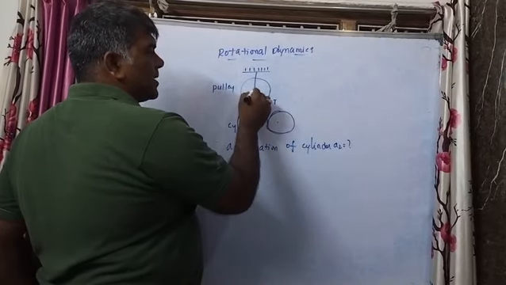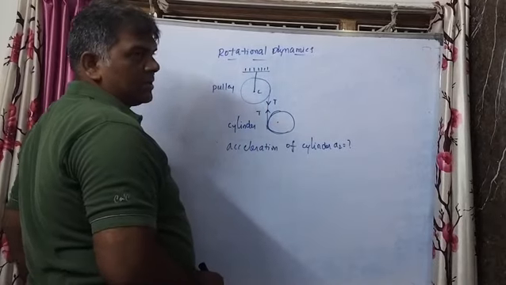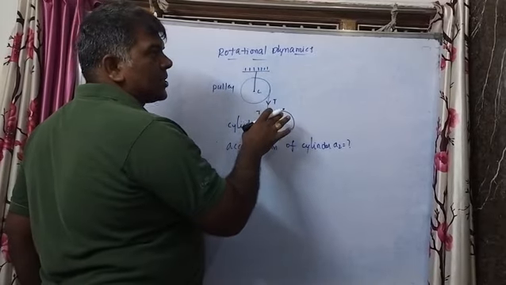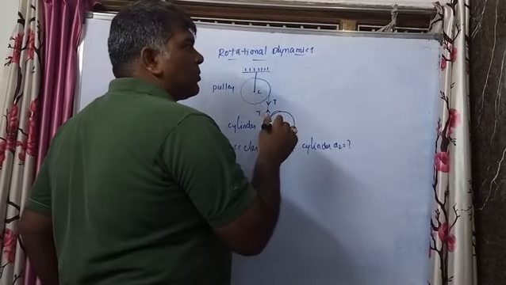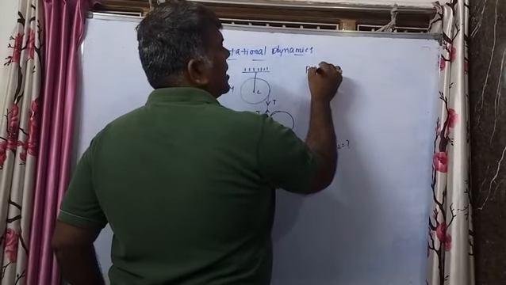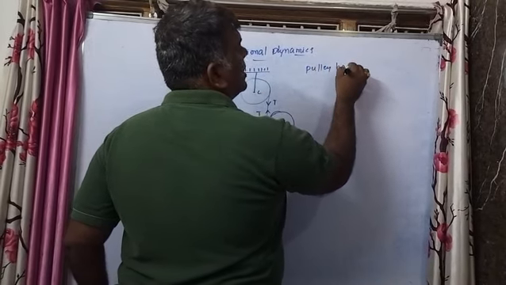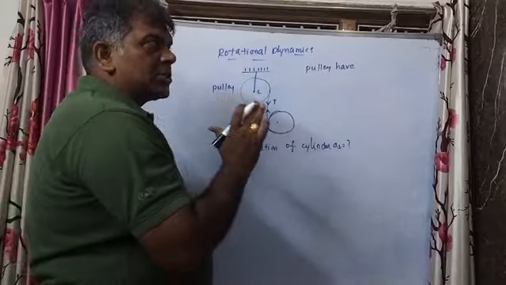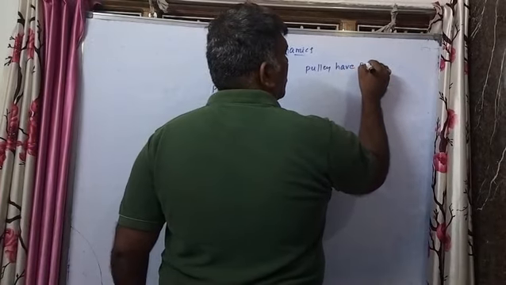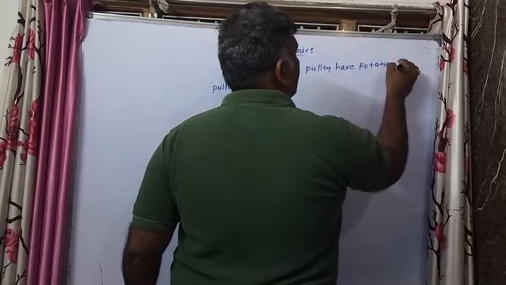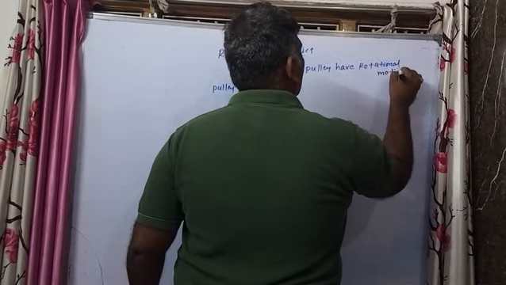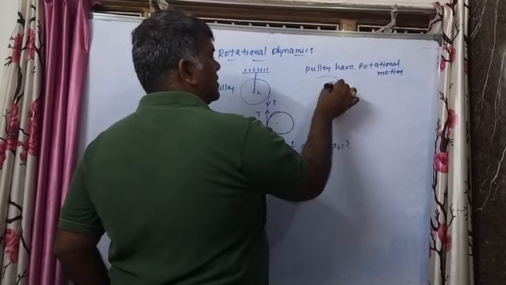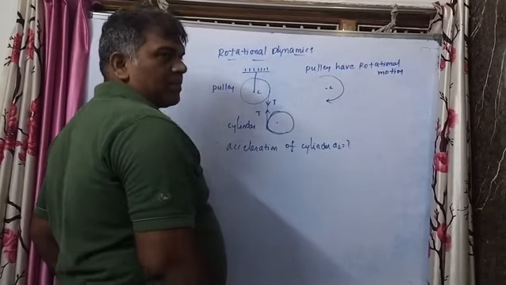With respect to the pulley, the center of mass is C, and it is rotating in the clockwise direction. The pulley has only rotational motion, because the pulley is fixed and it has only rotational motion. So this is the center of mass C, and the pulley is revolving in the clockwise direction.